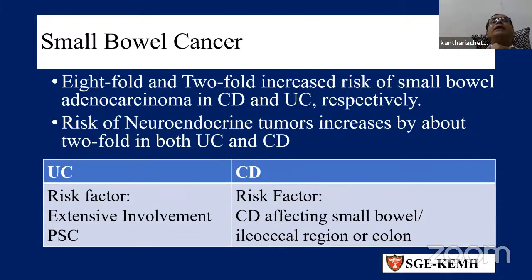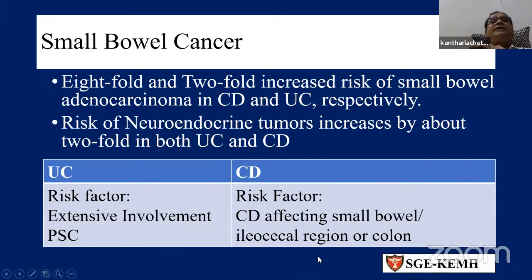Small bowel malignancies are believed to cause an 8-fold and 2-fold increased risk of small bowel adenocarcinoma in Crohn's disease and ulcerative colitis respectively. So it is very clear that as far as the small bowel is concerned, it is Crohn's disease which is the villain rather than ulcerative colitis. However, the risk of neuroendocrine tumor is equal in both patients of ulcerative colitis and Crohn's disease.